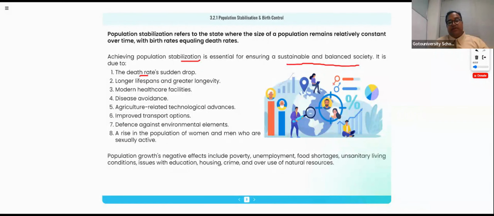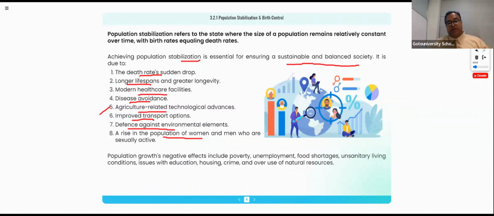The death rate suddenly drops, long lifespan, modern healthcare facilities, disease avoidance, agriculture related technology, improved transport options, defense against environmental elements, and the risk in the population of the woman. All these things are very, very important to maintain a stable population, right? So, agriculture related technological advances. For example, I need to serve the poor with a well balanced diet at a cheap price. For that, I am using a cluster of genetic techniques.